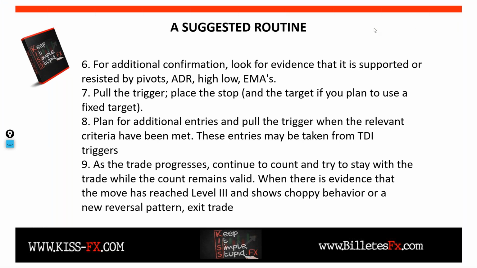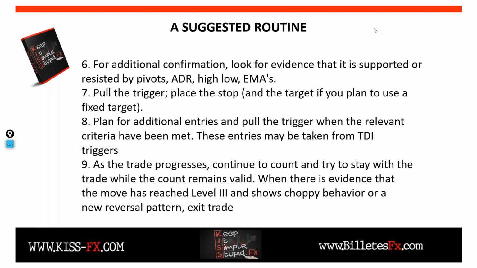For additional confirmation, look for evidence that is supported or resisted by the pivots. So once you see stop on low, look at the pivots. Are they working stop on low? They're probably working that M1 or that M2. Look at the average daily range. Has it been hit? Has it been met yet? The highs, lows, the EMAs. What's going on around the EMAs? Is price being rejected?